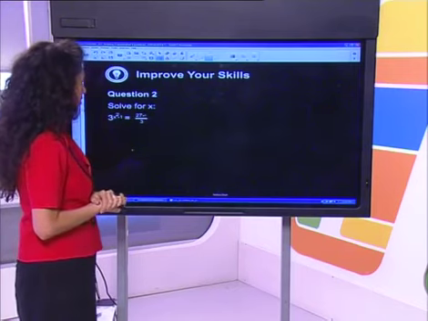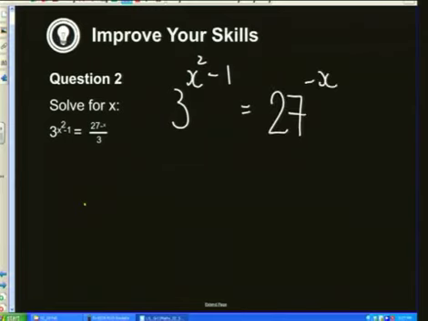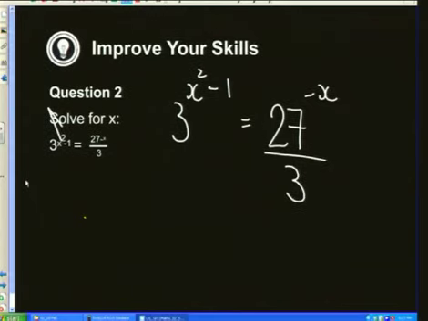Okay, we've got question 2, which says solve for x. And I'm just going to, on the side here, just rewrite it as 3 to the power of x squared minus 1 is equal to 27 to the power of negative x divided by 3. Okay, now let's analyze. What do we see? We have a left-hand side with a 3. We've got a right-hand side with a 27 and a denominator of 3.